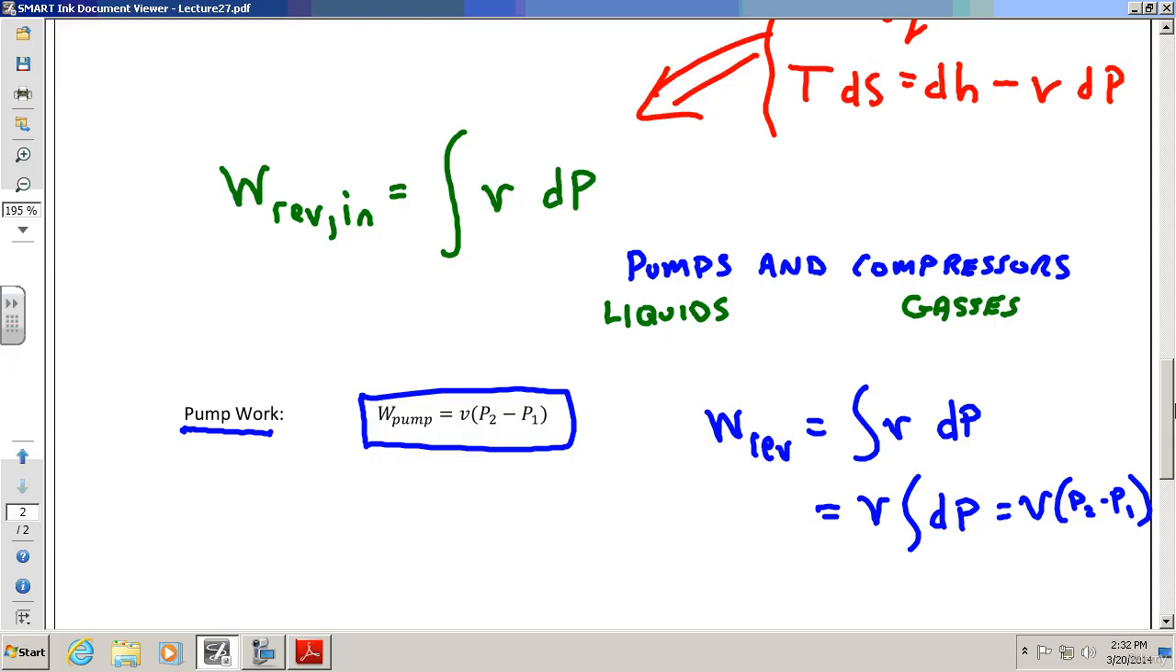Because remember, when I say a pump, I'm always saying it's a liquid. Okay? If it's a pump, I'm saying it's a liquid. Why doesn't it work for my gas? Because specific volume could change, so you can't just integrate that. Gases are compressible. And that's what's really happening with this compression igniter: you're compressing the gas. You can't do that with water.